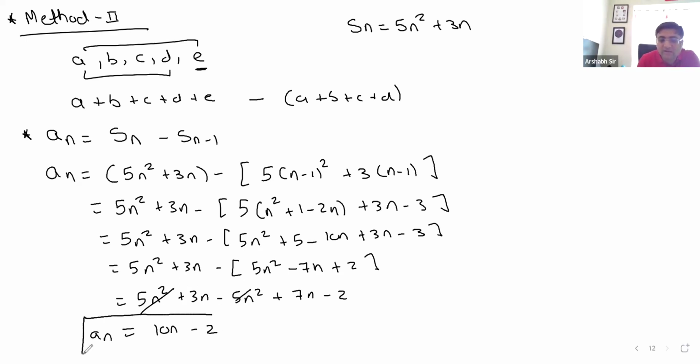Remember, the nth term of an AP should always be linear in n, meaning the power of n is 1. Is this clear? So this is another way of doing this question. Make a note.